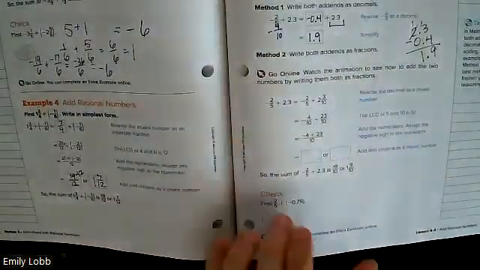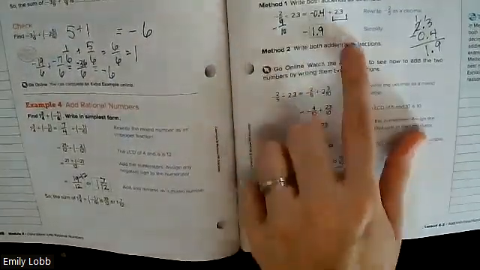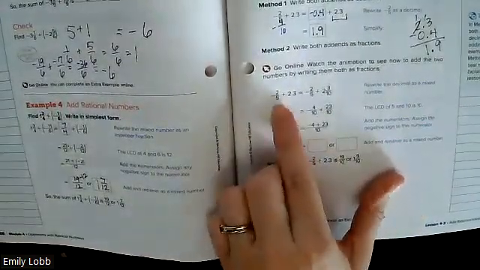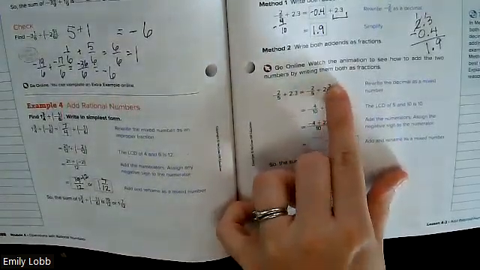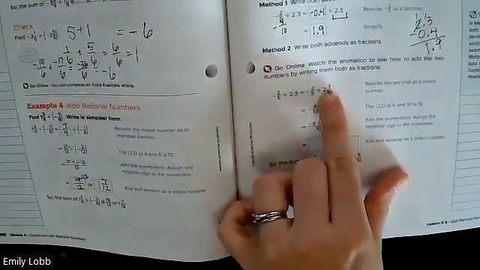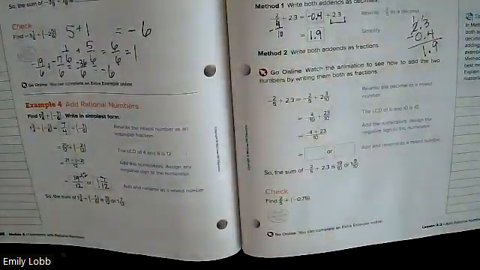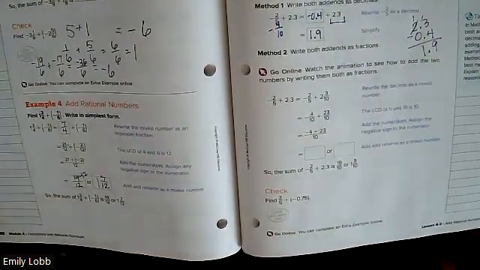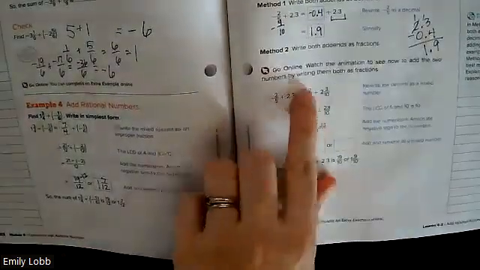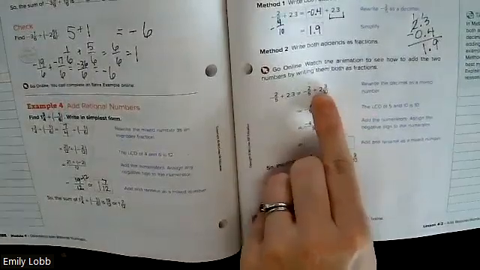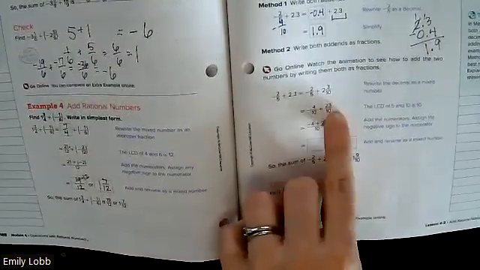Our method 2 would be to write both addends as fractions. So they wrote 2 3/10 as 2 3/10. They changed -2/5 to 4/10, and they changed 2 3/10. They said 10 times 2 is 20 plus 3 is 23. So 23/10 there. So we are here. 10 times the 2 is 20 plus the 3 is 23. So now we have common denominators.